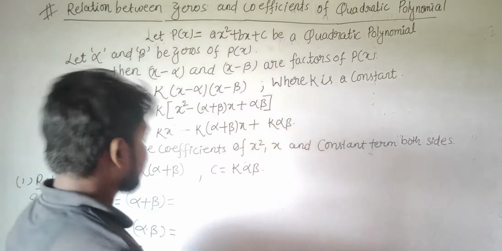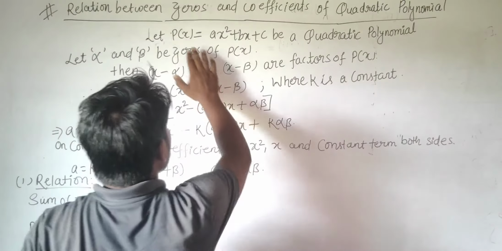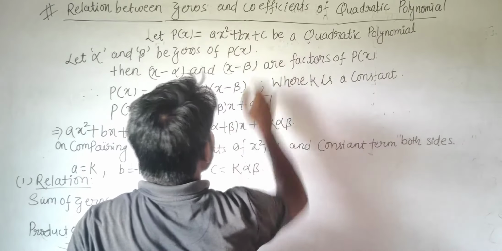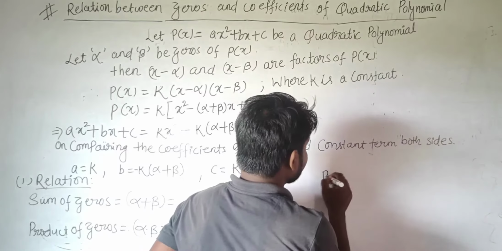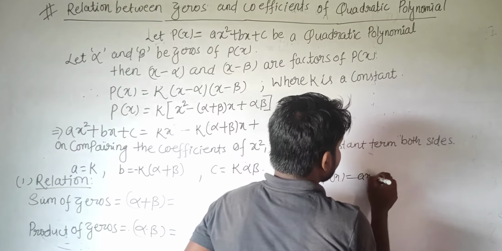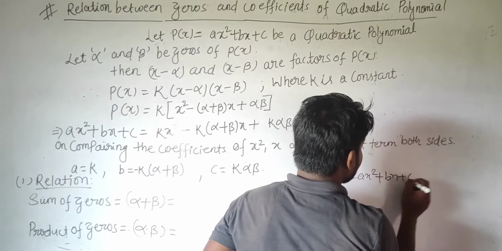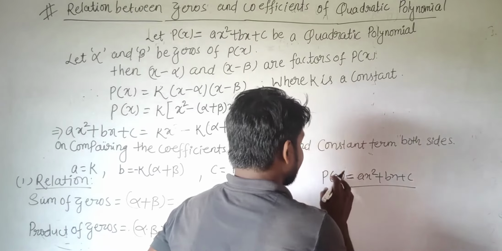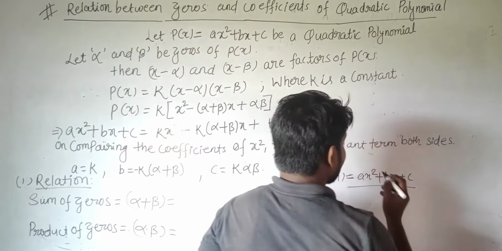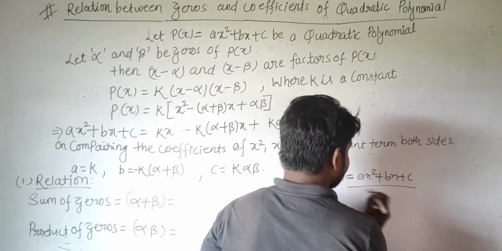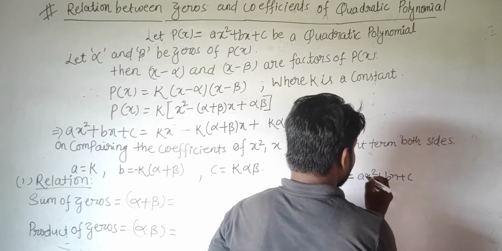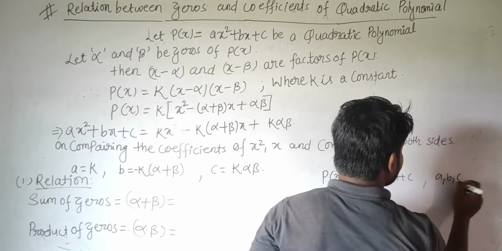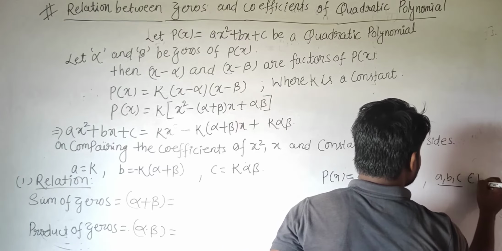So suppose for that we have a polynomial p of x like this. Okay, so we have a polynomial here, p of x is equal to ax square plus bx plus c. Okay, so this is the standard form of polynomial, where a, b and c are real values.